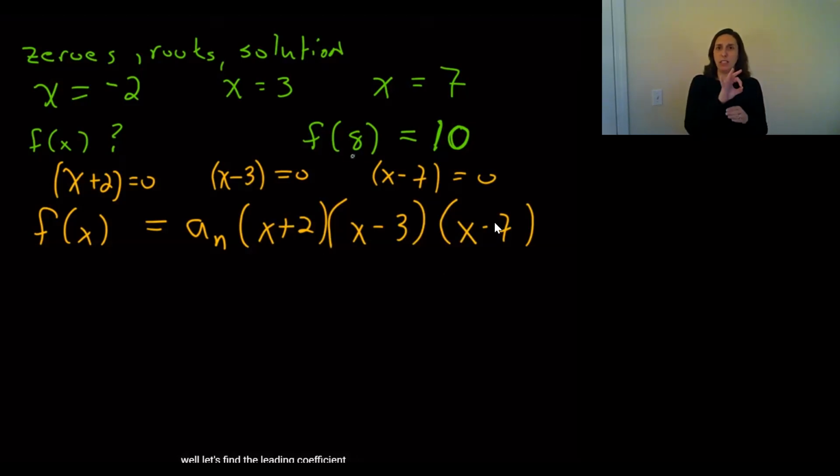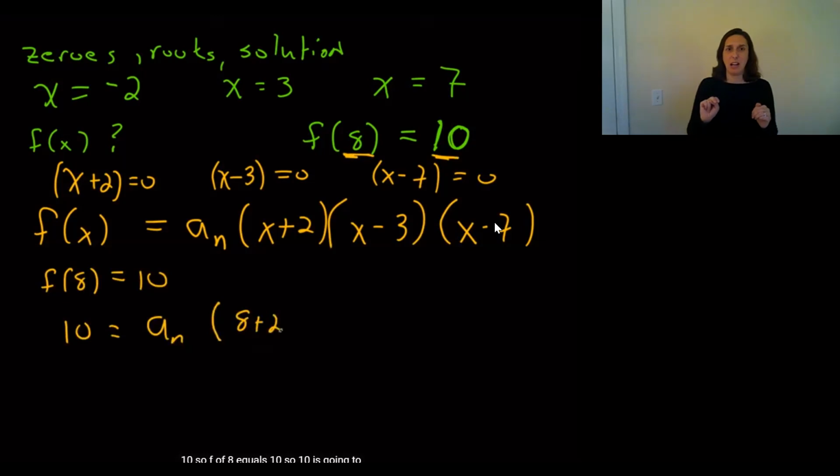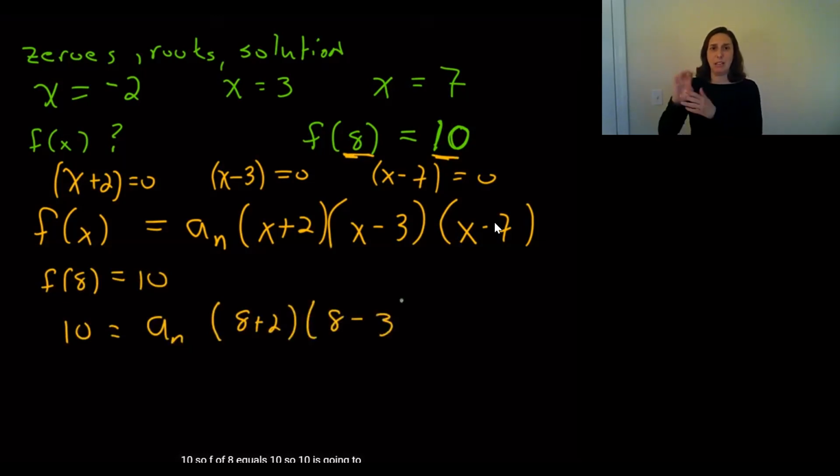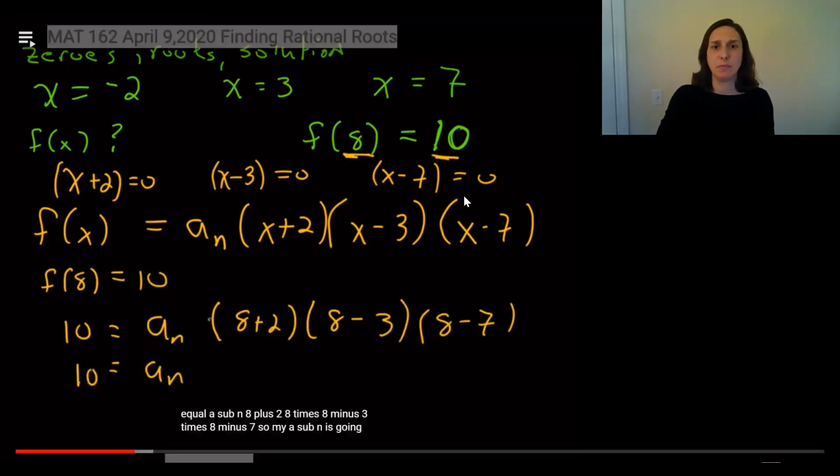This is saying when x is 8, my answer is 10. So f of 8 equals 10. So 10 is going to equal a sub n times 8 plus 2, times 8 minus 3, times 8 minus 7.